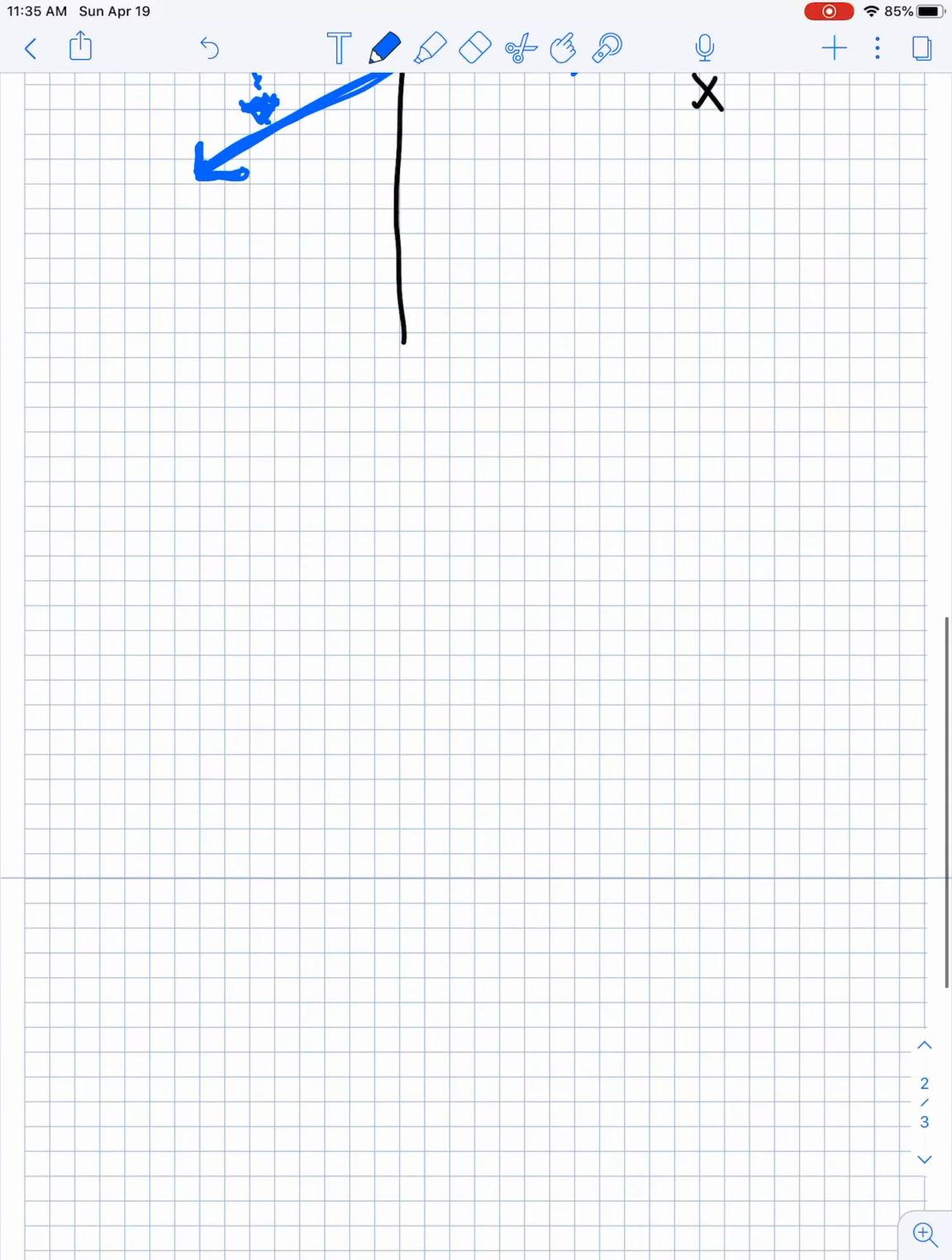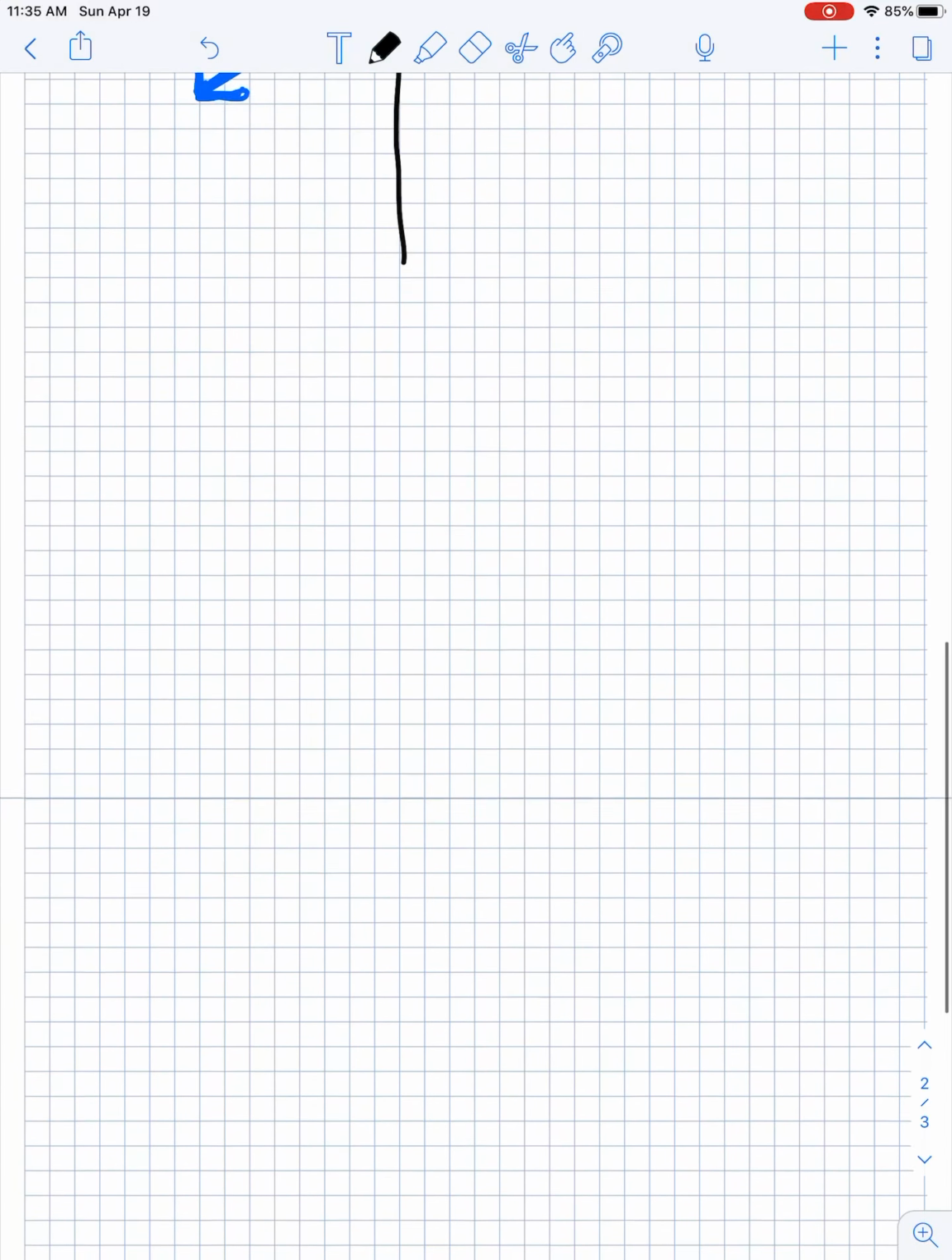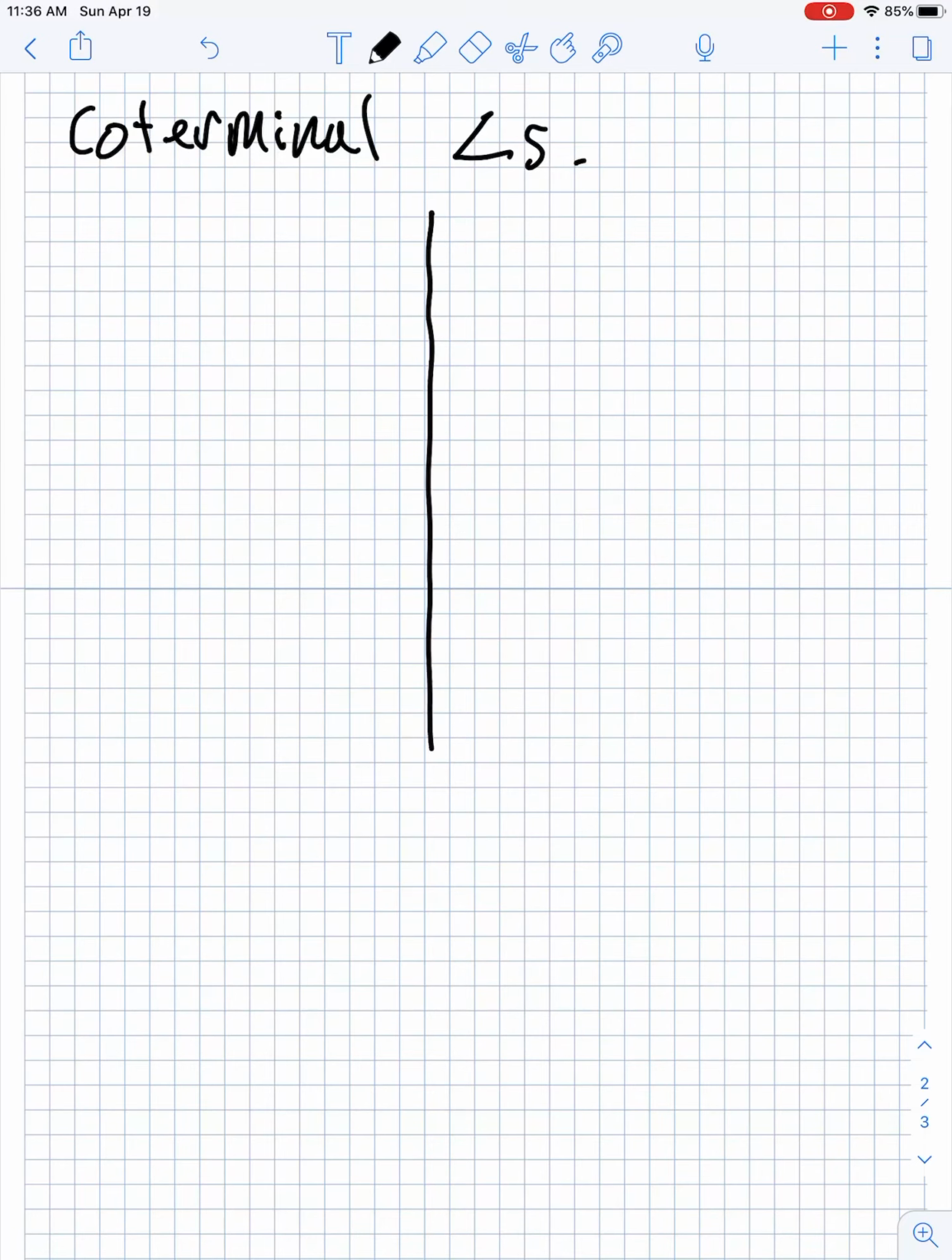Next thing I want to talk about is something called coterminal angles. I'm lazy, so I'm just going to use the little alligator for the angle symbol. Coterminal angles are angles that in standard position terminate in the same place.